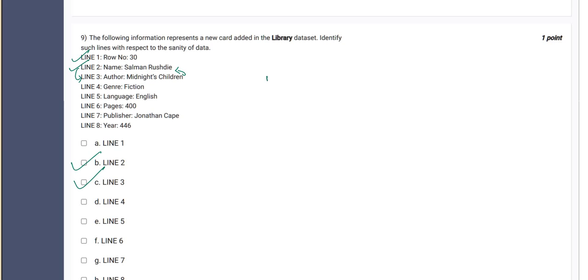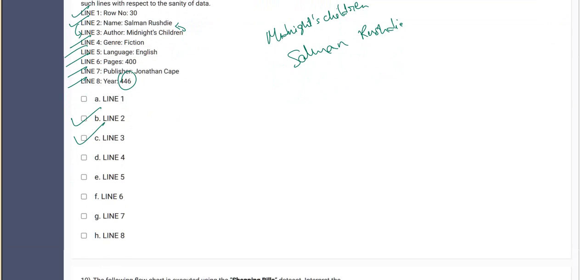That is, the name of book should be Midnight's Children and name of author should be Salman Rushdie. Therefore, both of them got interchanged. This is where sanity is not being maintained. Line 2 and line 3. Line 4 it's good. Line 5 good. Line 6 good. Publisher Jonathan Cape. Year 446. There is no such year, right? Therefore, line 8 is also a mistake.